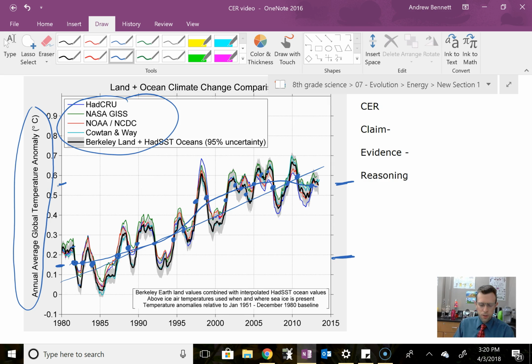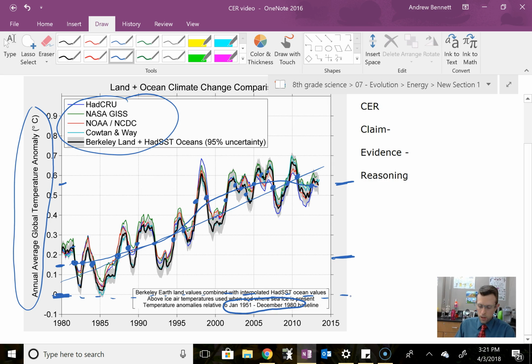The other thing I notice on this is that, remember, 0 means the average here, the average from 1951 to 1980. And so I don't have the data from 1951 to 1980 shown on this graph, but I do know that data would have had an average that's down here at 0. So if we mark this off, that's the average during that 30-year period.